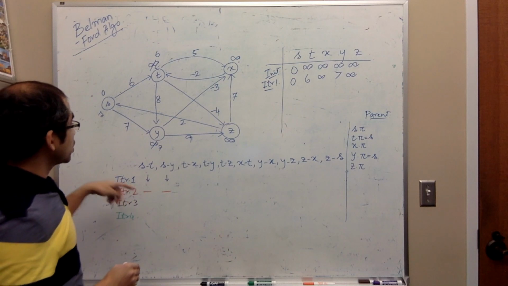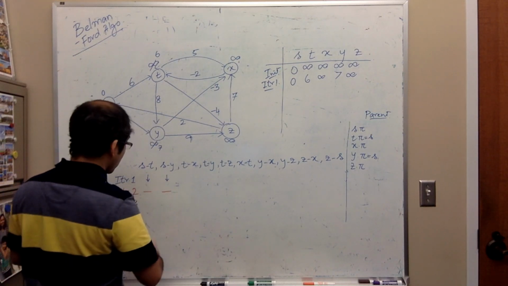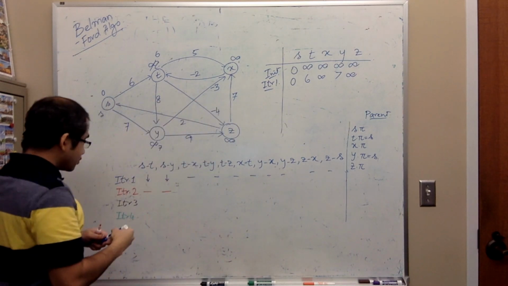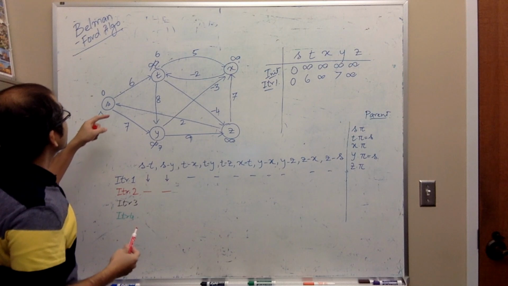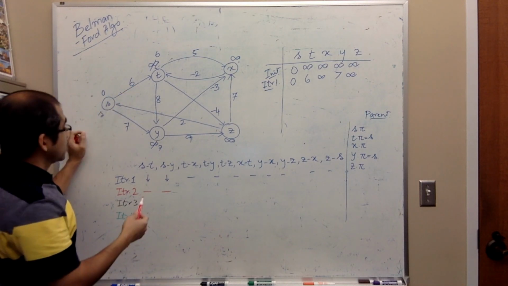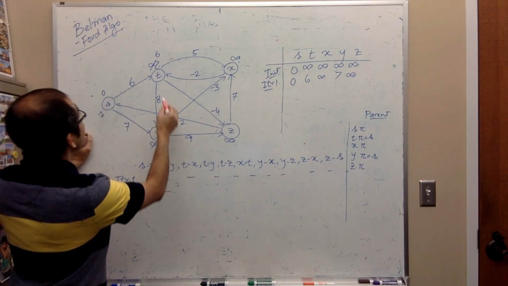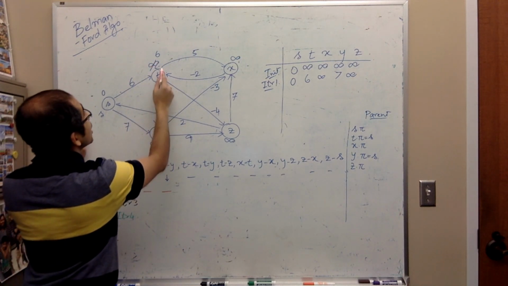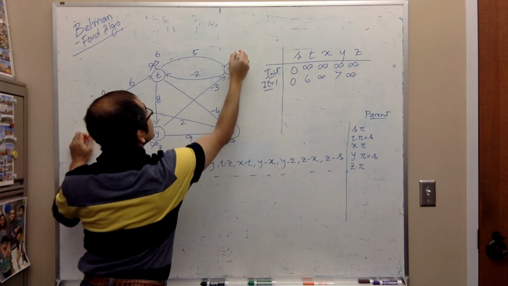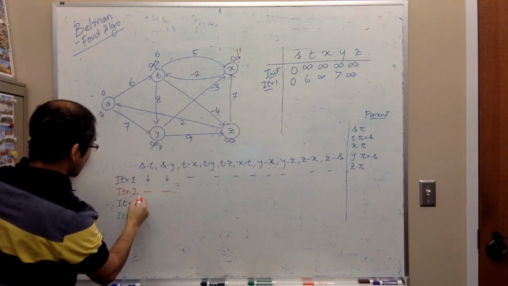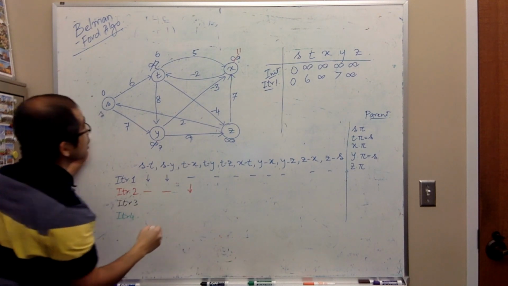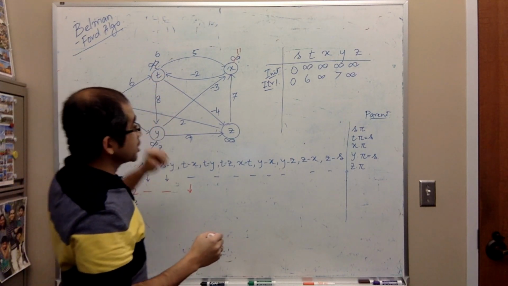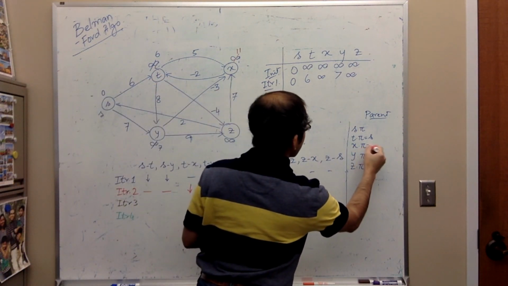And here we could have put a dash for all of them like this. So now, t to x: t's distance estimate is 6, and t to x is 6 plus 5, 11, which is less than infinity, so we change it to 11 and we put a downward arrow here. And x says the new parent is t. So x dot pi is now t.